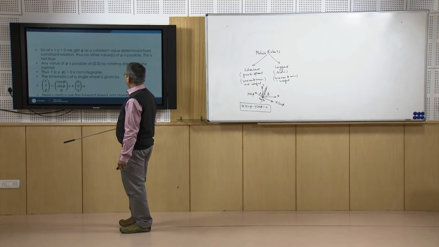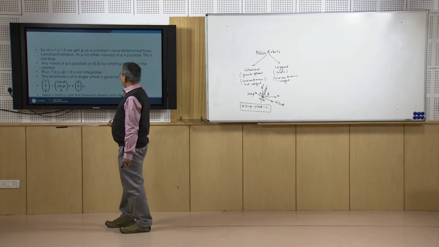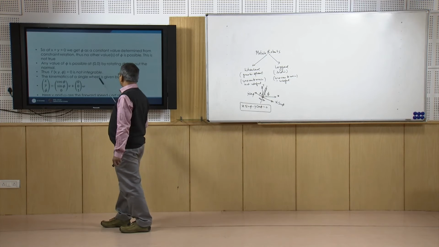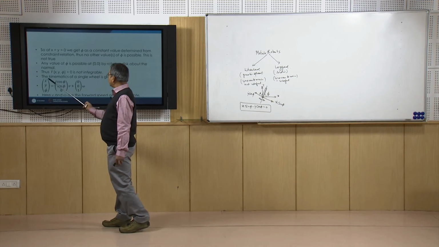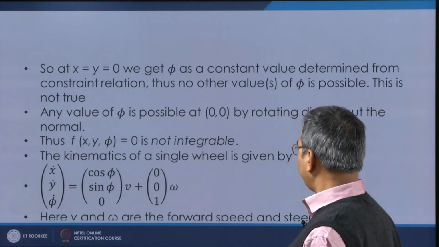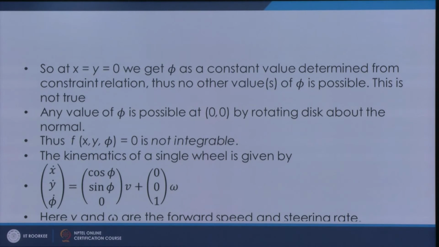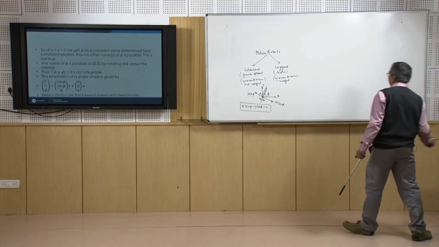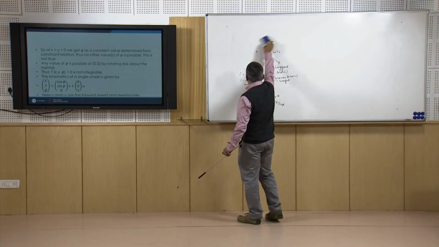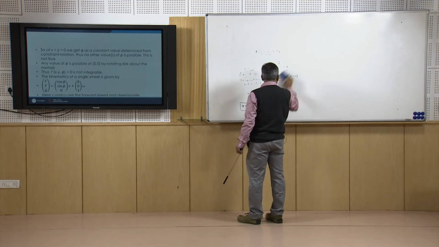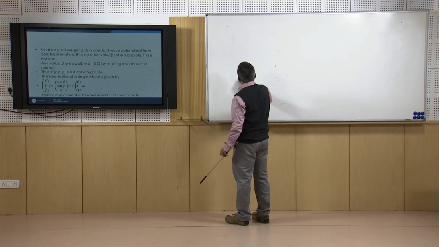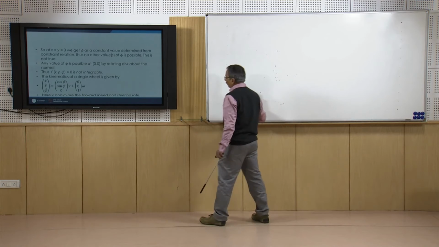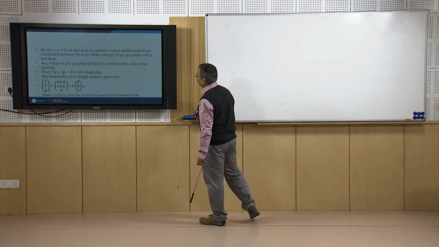Okay. So, this is not integrable. Now, the kinematics of a single wheel can be given by this expression. It is a very simple expression. Of course, if we know how the wheel is moving, that is, if we know the wheel velocity, then we can find out this kinematic equation.